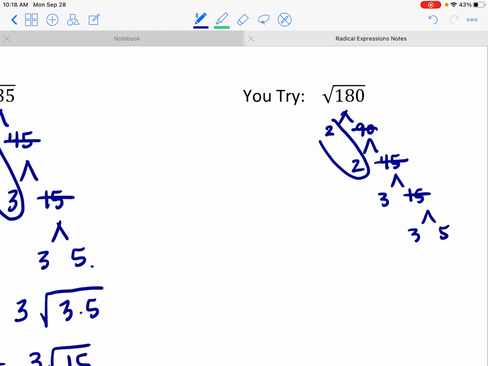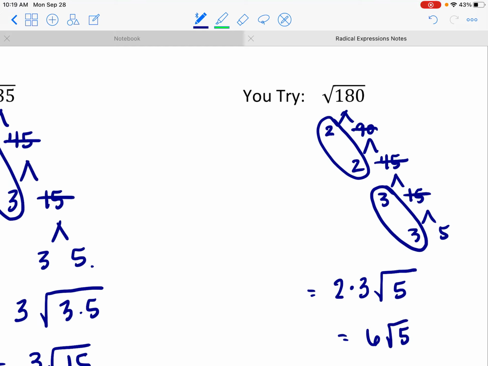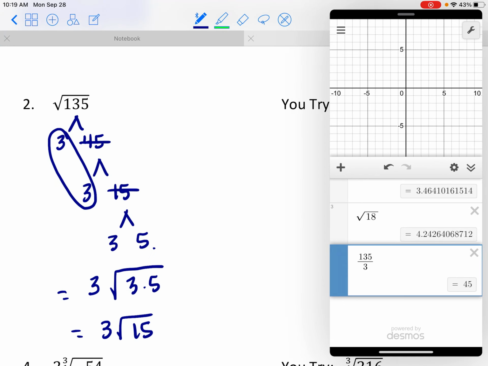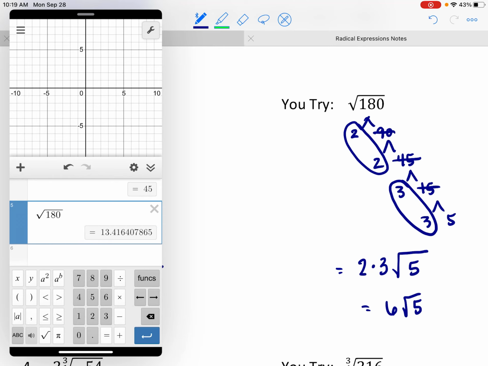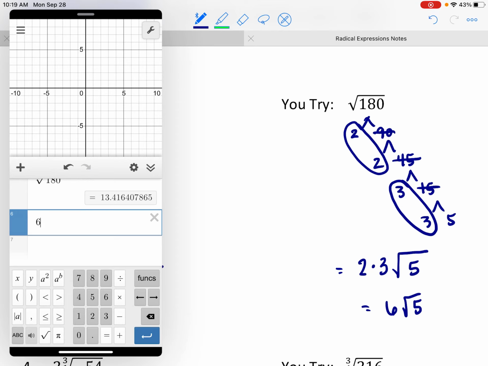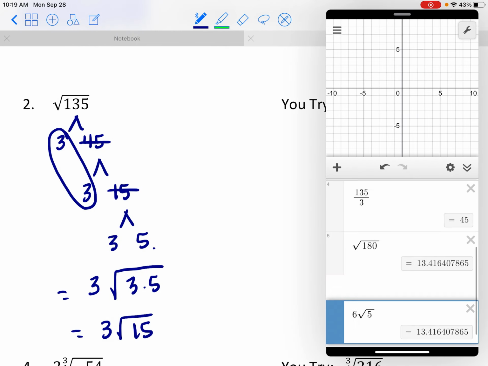So this time I got a pair of 2's, and a pair of 3's, and a 5. So that's telling me a 2 can come out, and a 3 can come out, and a 5 is going to stay in. So this final answer is going to be 6 and radical 5. Okay? There it is. And again, if you wanted to confirm, let's just put both of these in the calculator. Put in the square root of 180. You get a decimal. And put in 6 times the square root of 5, and you better get the same decimal, and we do, so we're good.